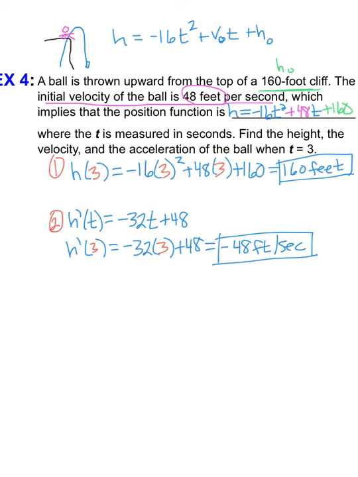So then our third step is to find the derivative of the velocity function, which would be h double prime of t, which is the derivative of this function right here. So we get just negative 32. Now there is no t for us to substitute the 3 into, so at 3 seconds the acceleration is negative 32 feet per second squared.